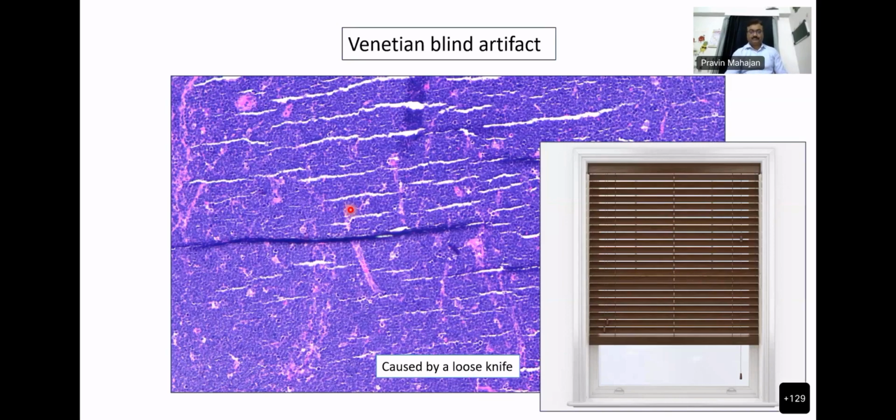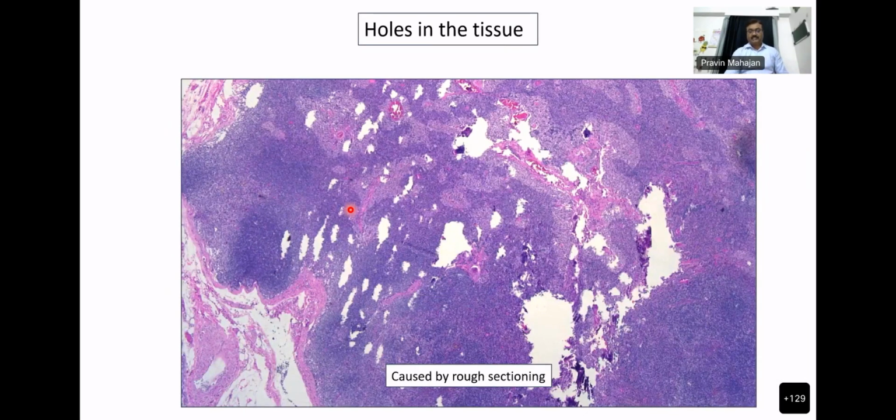That's why it is called Venetian blind. The holes in the tissue have already been explained. These are usually caused by very rough sectioning. So avoid rough sectioning. It should be slow, and then you'll be able to avoid the holes. Even because of the spreading in the flotation bath, you might get holes.